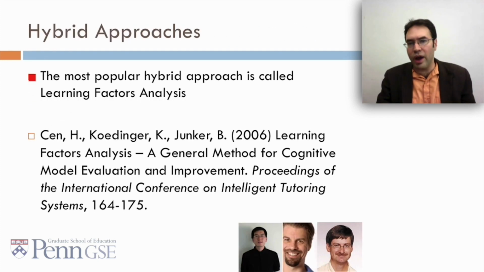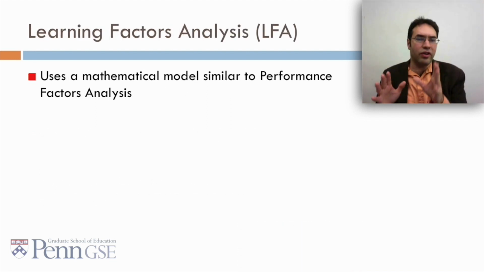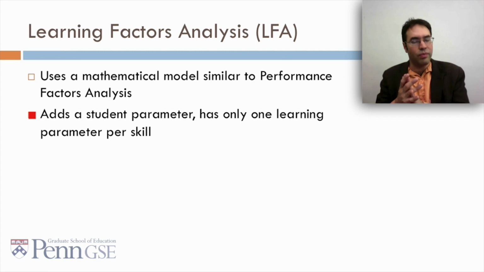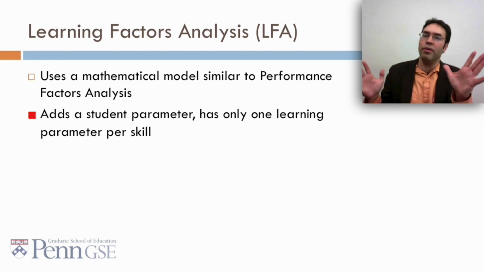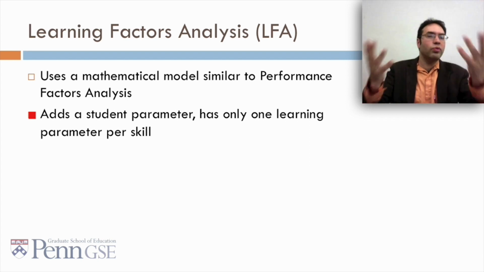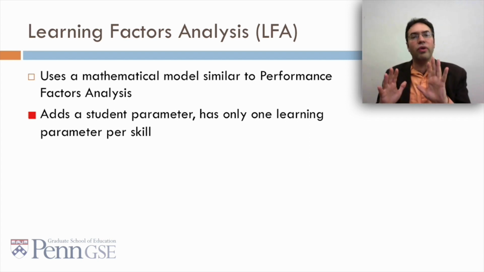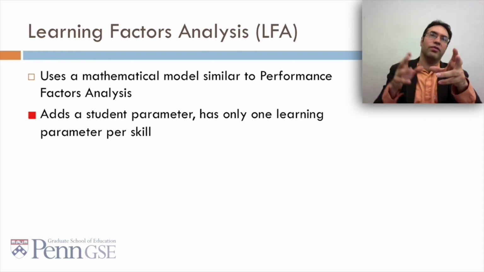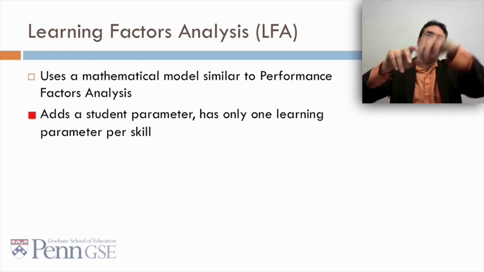The most popular hybrid approach is called learning factors analysis, and it's by Hao Sen, Ken Katinger, and Brian Junker. Learning factors analysis uses a mathematical model similar to performance factors analysis. It actually came first. It adds a student parameter, which is useful because it helps you fit the data better, and we actually don't care about using this in real time because we're trying to refine our knowledge structure. It also has only one learning parameter per skill, as opposed to both a parameter for learning when you fail and a parameter for learning when you succeed.